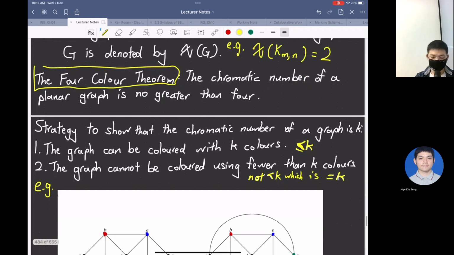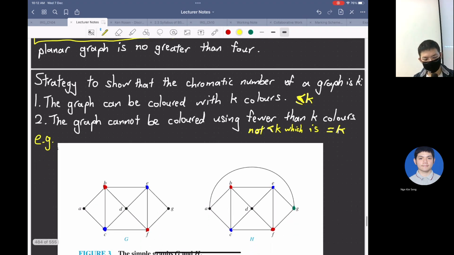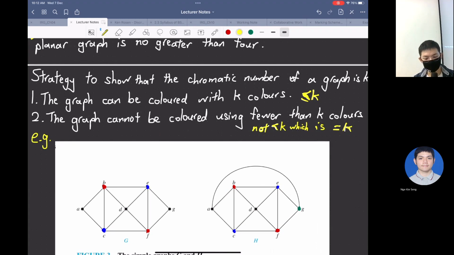So showing how to find the chromatic number is important for this course. The strategy: first you need to show that the graph can be colored with k colors, so the chromatic number is less than or equal to k. Then you need to show that it cannot be fewer than k, so it is equal to k.